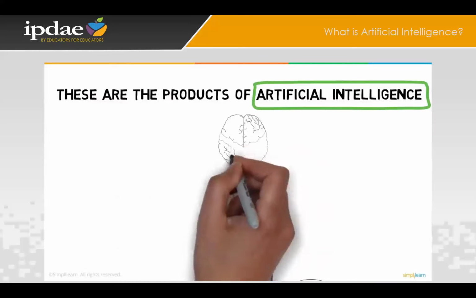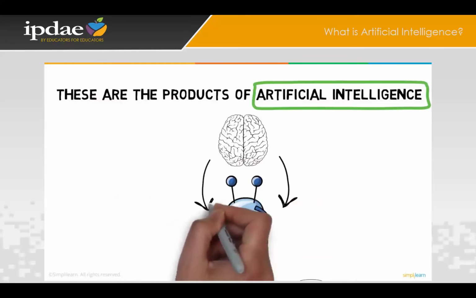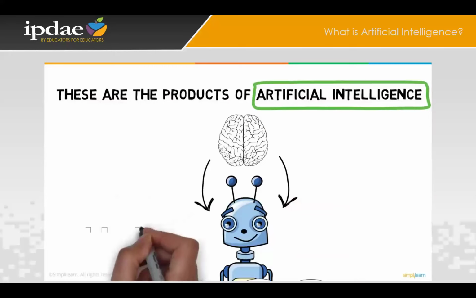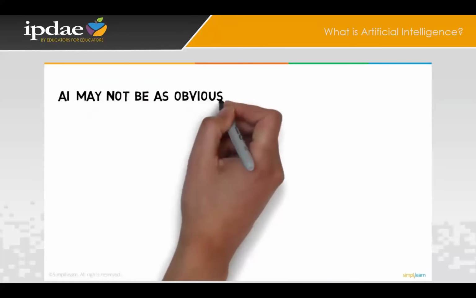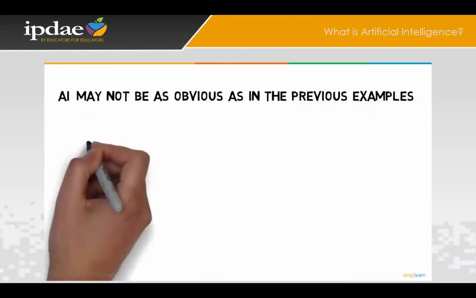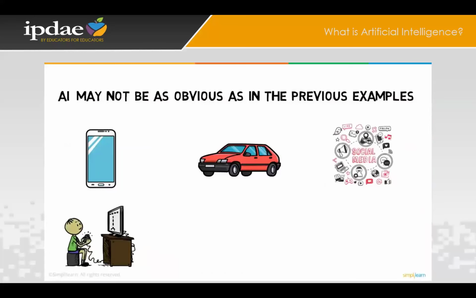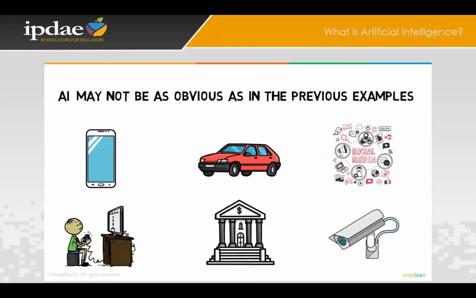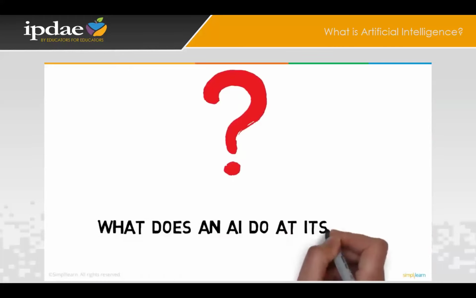Well, these machines are artificially incorporated with human-like intelligence to perform tasks as we do. This intelligence is built using complex algorithms and mathematical functions. But AI may not be as obvious as in the previous examples. In fact, AI is used in smartphones, cars, social media feeds, video games, banking, surveillance, and many other aspects of our daily life. The real question is, what does an AI do at its core?